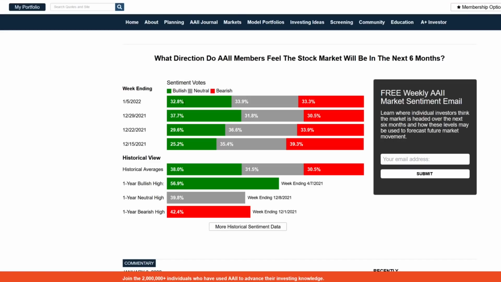So don't just assume we have to go through a correction. If there's a lot of cash on the sidelines, it more than likely will mean the stock market has to go higher before it can go any lower.